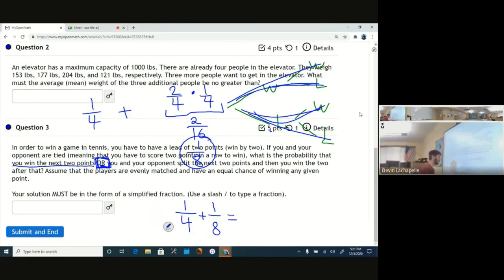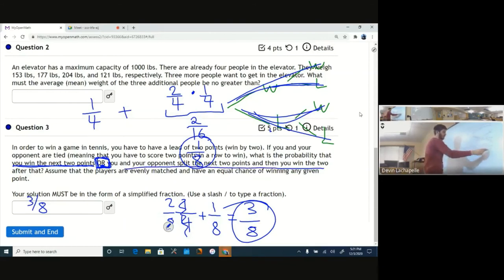1/4 plus 1/8. Well, 1/4 is the same as 2/8. And 2/8 plus 1/8, 1/8 is 3/8. So 3 out of 8 chance that either I win the next 2 points or we split and then I win the 2 points after that.